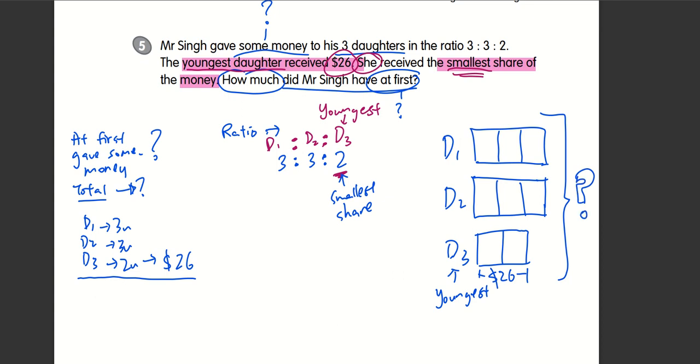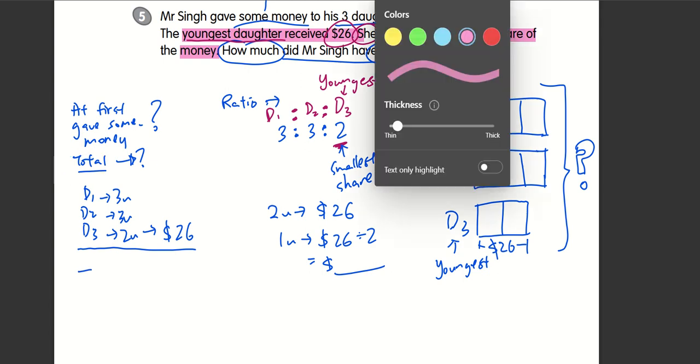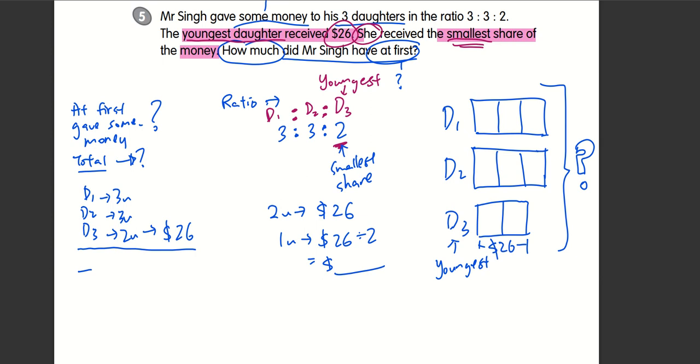Okay, so let's go to the part that says the youngest one has 2 units. She has the smallest share, that will establish that 2 units is $26. So you have to find 1 unit, and that will be taking the $26 divided by 2, and that will be the answer for 1 unit. Then goes to the most important part of the question, which is the total. So how do you find the total? Right? So the total is this one in question.